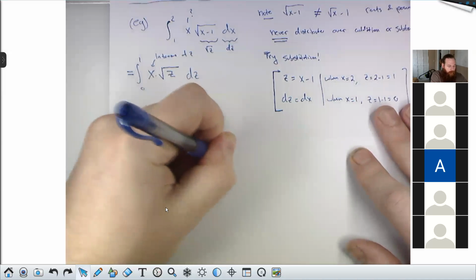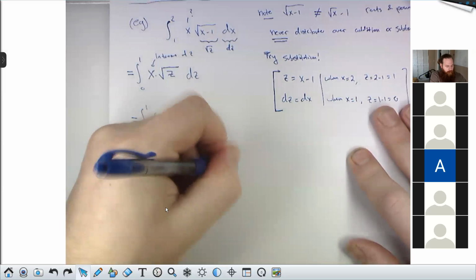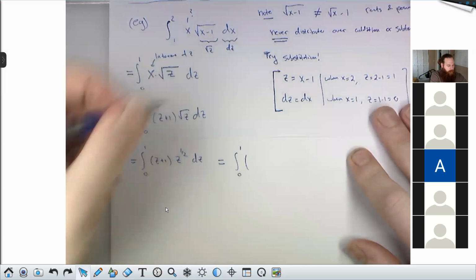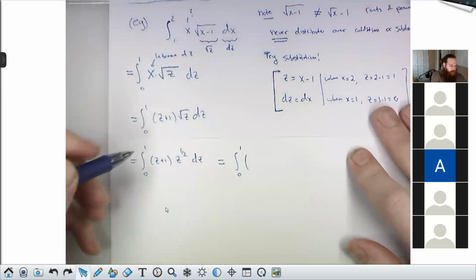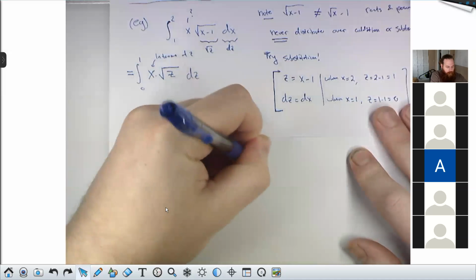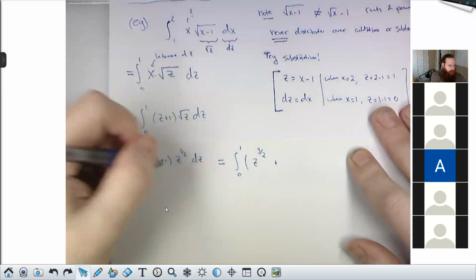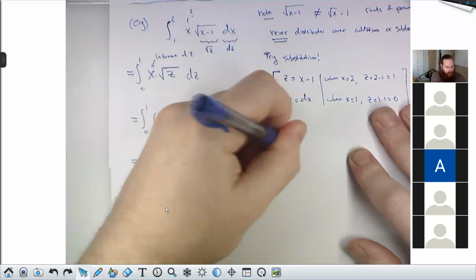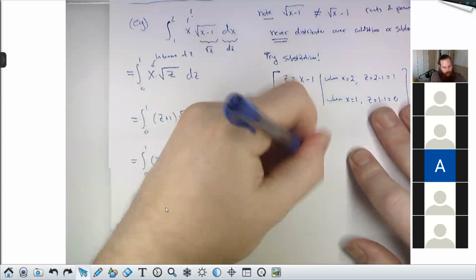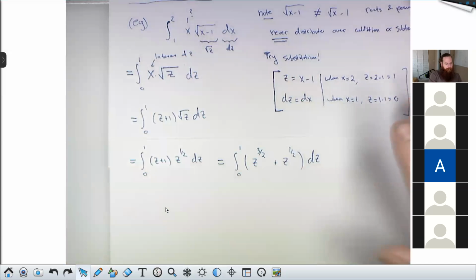And now I can distribute. This will be the integral from 0 to 1. z to the 1/2 times z to the 1 is z to the 3/2, plus z to the 1/2 times 1 is z to the 1/2. And now I'm ready for an antiderivative.